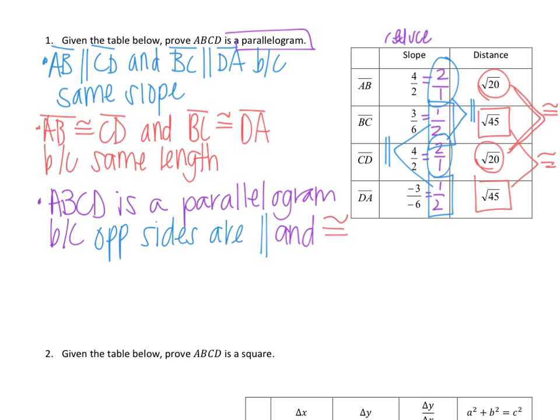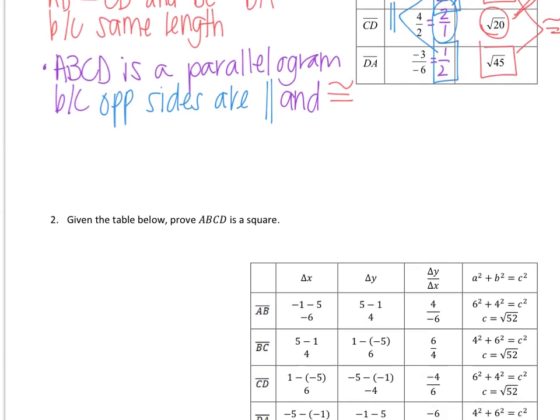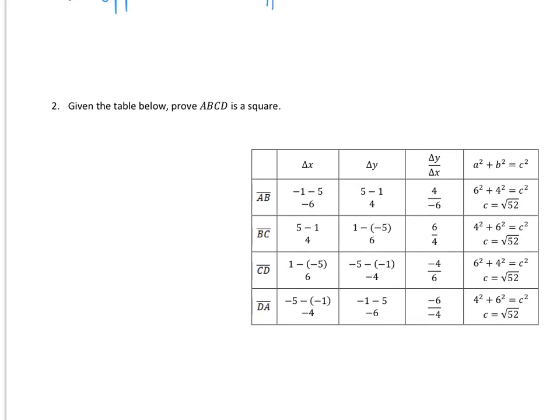We're going to move on to the next one, where we are asked to prove that ABCD is a square. So again, somebody so nice, me, made up this chart so that we could save ourselves some time. On the next example, we're going to make the chart ourselves though. So we have change x, change y. We have this column here, change y over x, which means slope. And then we have Pythagorean theorem, which means length.